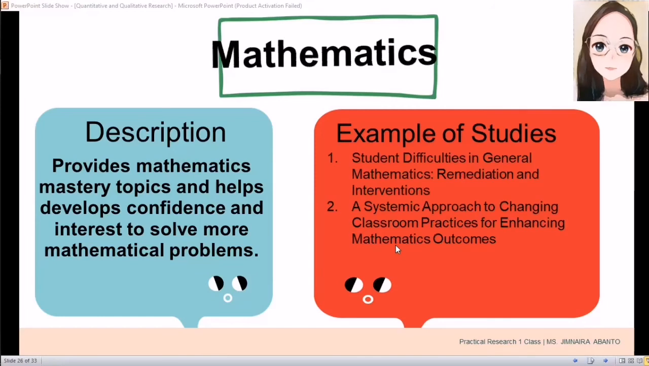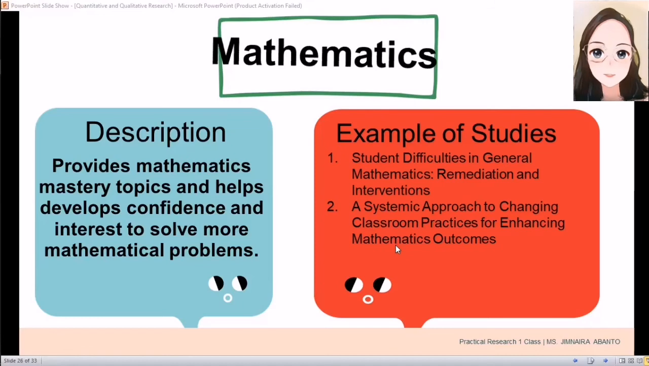So for example, student difficulties in general mathematics as a systemic approach to changing classroom practices for enhancing mathematics outcomes. Another example, common errors of students in general mathematics, or practical work approach and problem-solving skills of students in algebra.